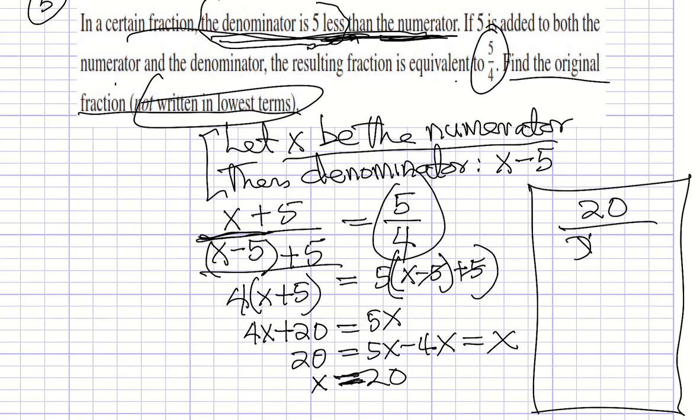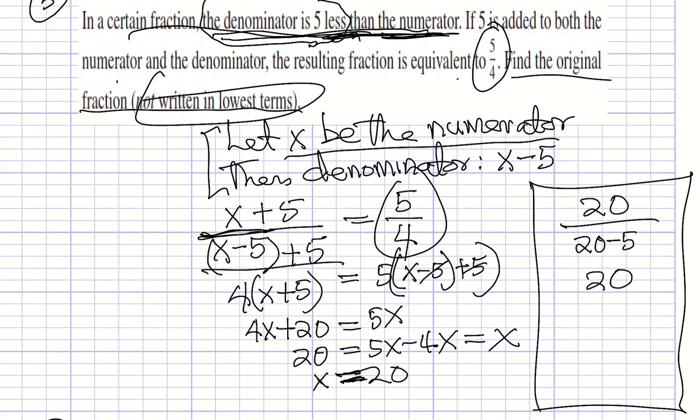X, I'm sorry, 20. Let's clean that up. The denominator is 20 minus 5, so this becomes 20 over 15. Okay, right? That's the original fraction. They say it doesn't have to be reduced.